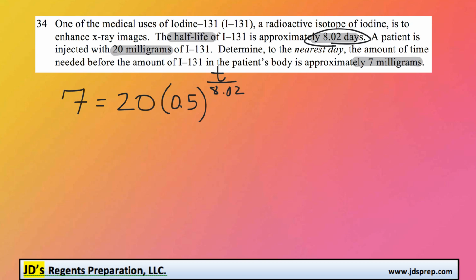Now because our unknown variable is in the exponent, the trick here to solve this is to take the log of both sides. But before we do that, we can simplify this equation a little bit by dividing both sides by 20. And then we would get, I guess 0.35, if we're turning it into a decimal, is equal to 0.5 to the power of T over 8.02. Okay, so now we're going to take the log of both sides.